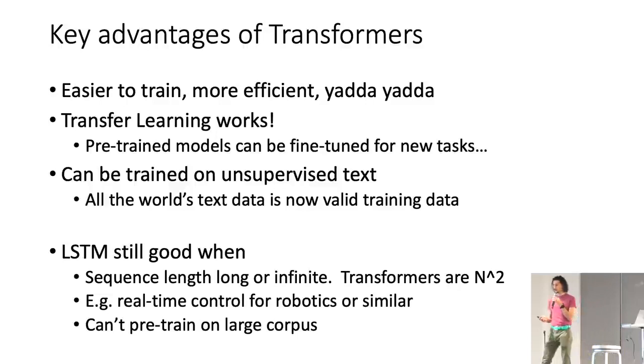LSTM still has its place. In particular, if the sequence length is very long or infinite, you can't do n squared, right? And that happens if you're doing real-time control, like for a robot or a thermostat or something like that. You can't have the entire sequence. And if for some reason you can't pre-train on some large corpus, LSTM seems to outperform transformers when your dataset size is relatively small and fixed.